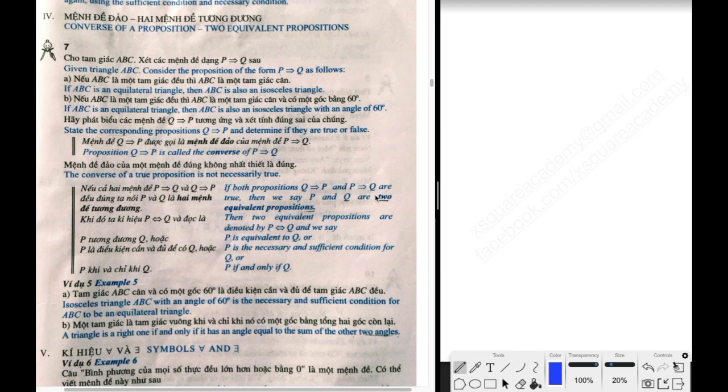Continuing, we will learn about converse of propositions and equivalent propositions. Firstly, we read some propositions to have a brief concept about our section. Given triangle ABC, consider the proposition of the form P implies Q as follows. P: If ABC is an equilateral triangle, then ABC is also an isosceles triangle.